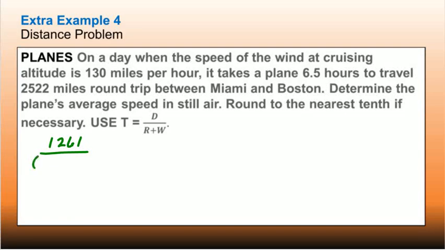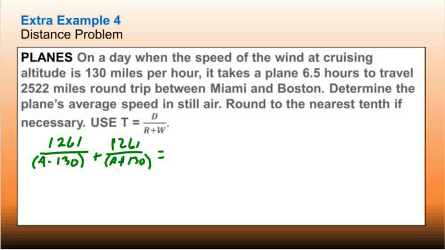Then we'll have, I'm going to use A for the airplane, (A minus 130) plus 1261 all over (A plus 130) equals, now they have 6.5 hours. I need to put that as a fraction. That would be 13 over 2.